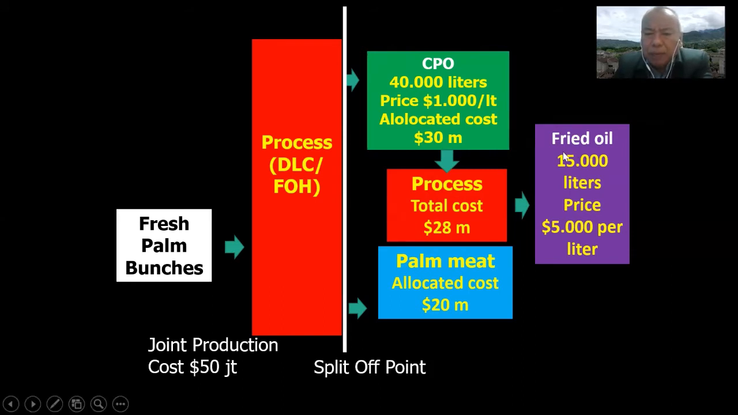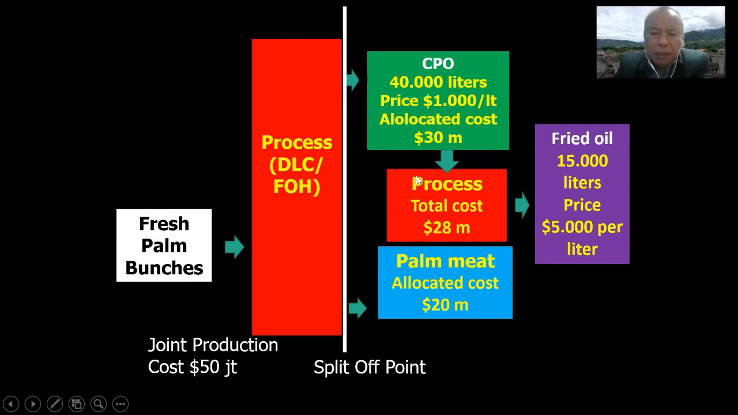And then we can produce 15,000 liters of fried oil. The selling price of fried oil, let's say $5,000 per liter. But to process CPO into fried oil, we need additional cost, in this case $20 million. So we call this a separable cost.